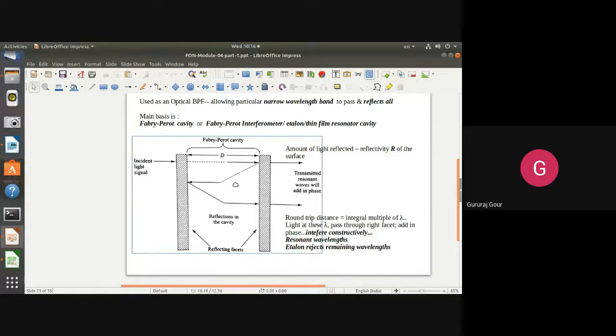Okay. So only those light rays which, after getting reflected from multiple reflection, will have integer multiples of lambda, like lambda 2, lambda 4, lambda 6, that is integer multiple of 2, like that, integer multiple of n. Only those integer multiple of lambda rays will be allowed to pass through the right facet and will be allowed to add in phase. That is constructive interference. They are taking part in the constructive interference, which are actually known as resonant wavelengths.